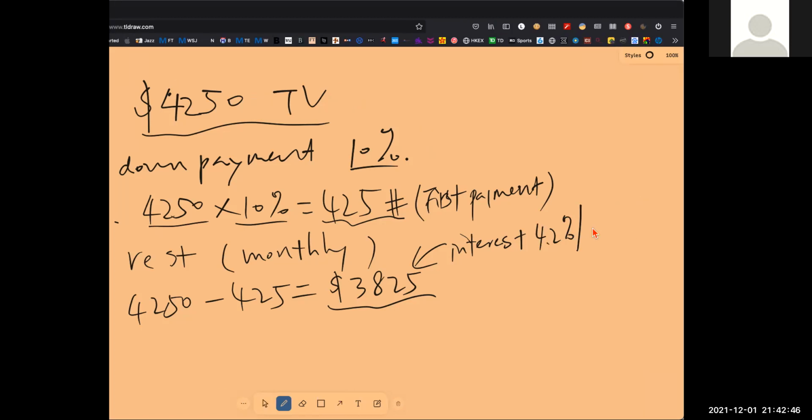You know what's the meaning of annum? Oh, yeah, yearly. Per year. Annum means per year. Okay, good. So they say the interest is 4.2% per year, and you are going to pay for 2 years.